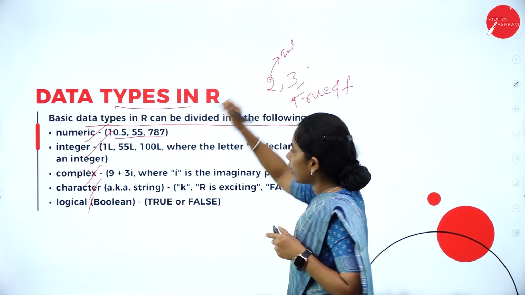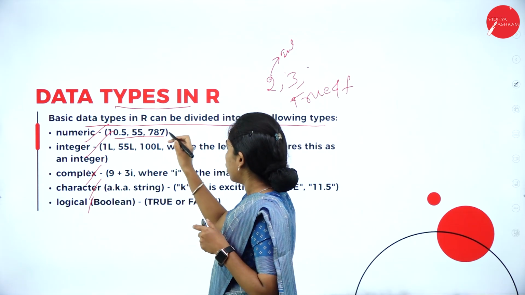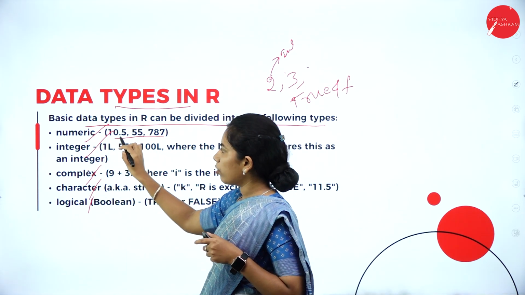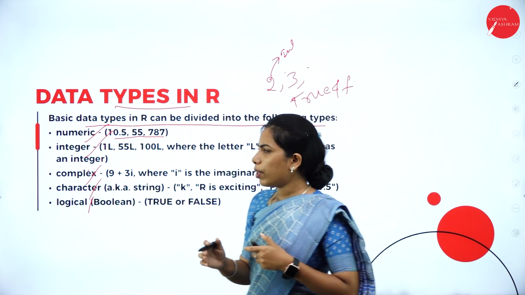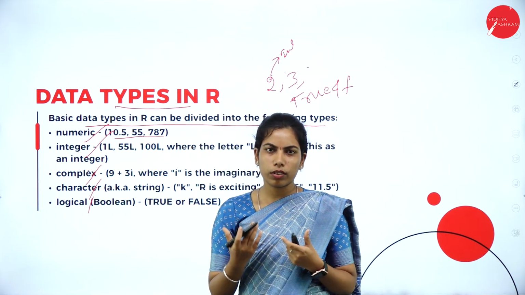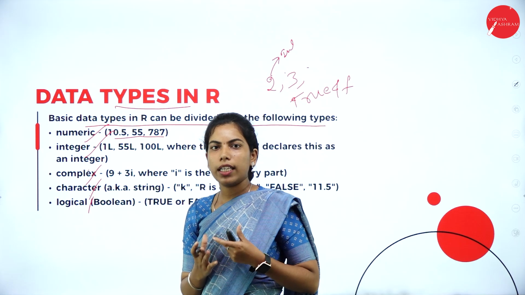Integer, right? But here 55 is also a numeric, not an integer. 787 is also numeric, not an integer. And 10.5 is not called a floating point; this is also called numeric. But then what is the difference between numeric and integer? How to find out the integer values in R programming? Yes, we can also find out the integer.